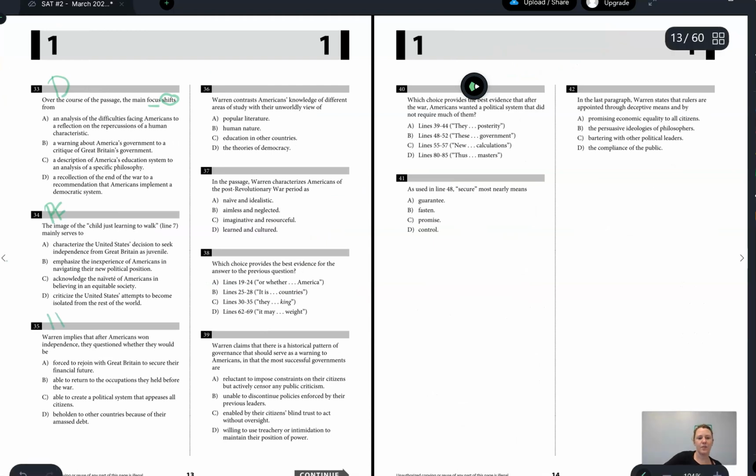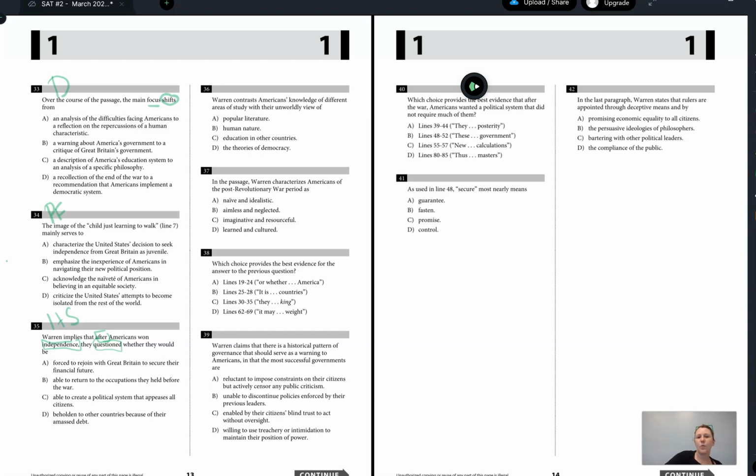Warren implies, very clear inference and suggestion. It does not have a COE follow-up, so we need to see what he's implying. Implies that after Americans won independence, they questioned whether they would be. So I'm just going to put after independence, they question something. So they question something about their existence. Like, so now we are free. We have our independence from Great Britain, but what's going to happen now? Would we be some kind of way?